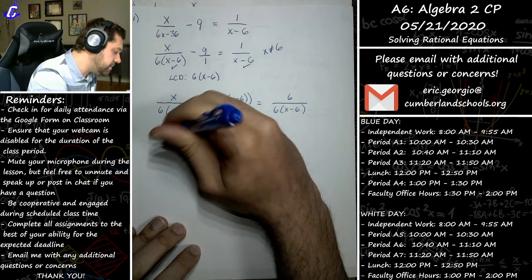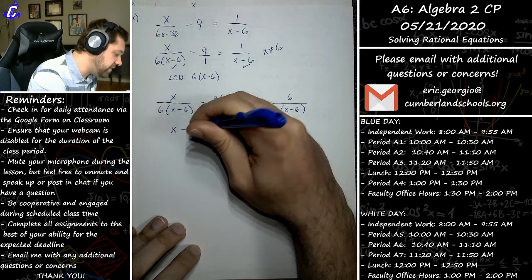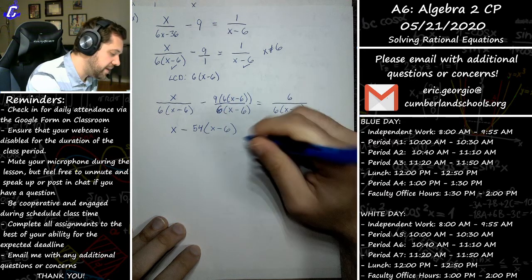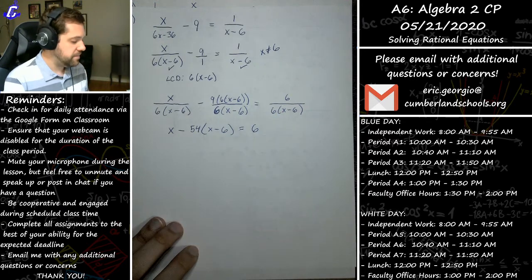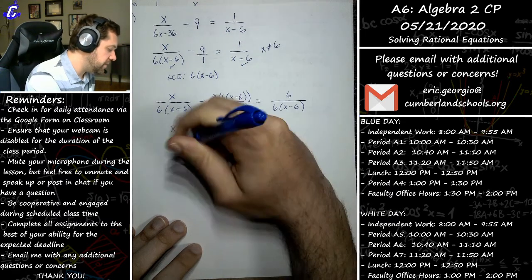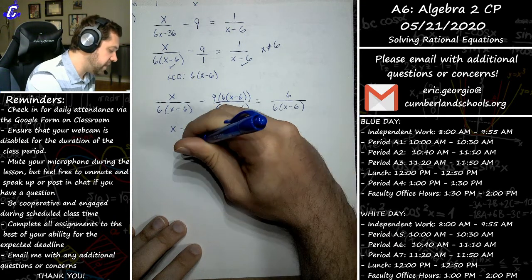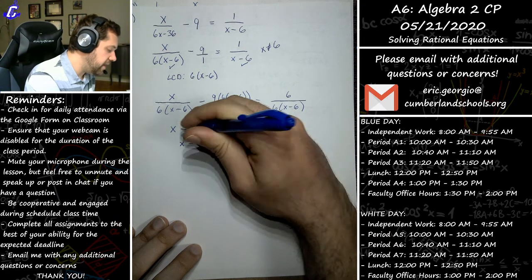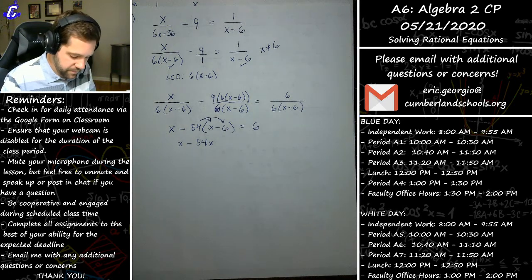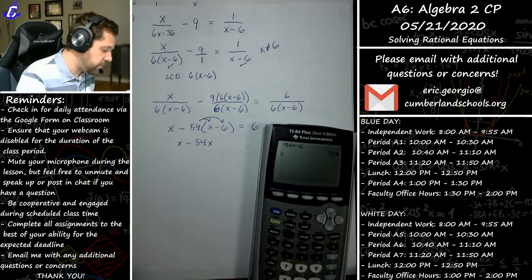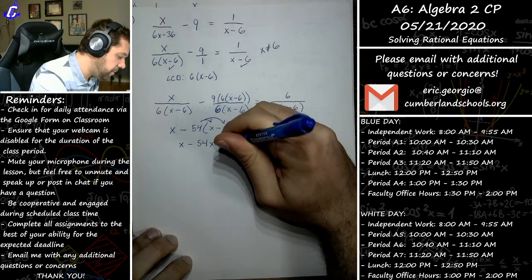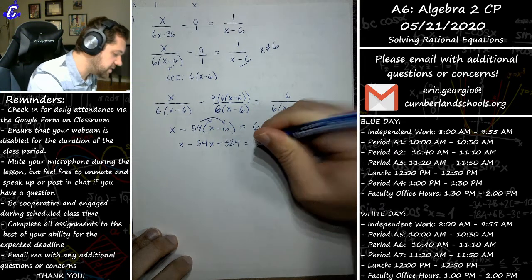I get x minus 9 times 6 is 54, so we'll leave it as minus 54 times x minus 6. I'll distribute that in the next step. Equals 6. We can now do some distribution. This gives us x, negative 54 times x, so minus 54x. And negative 54 times negative 6. Where's my good old handy-dandy calculator? Bam. We get 324, right? Oh, throwing things. Getting excited. We got 324. That's equal to 6.